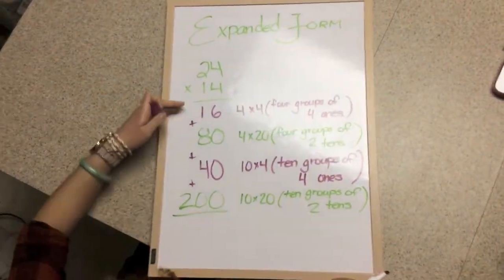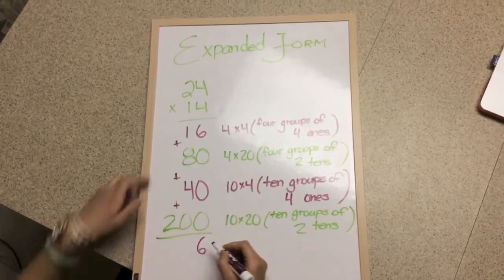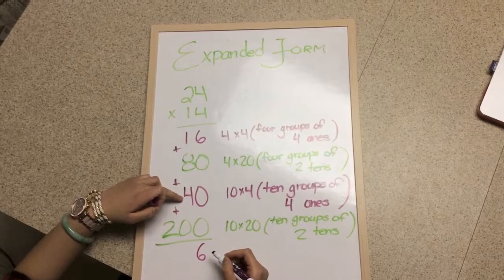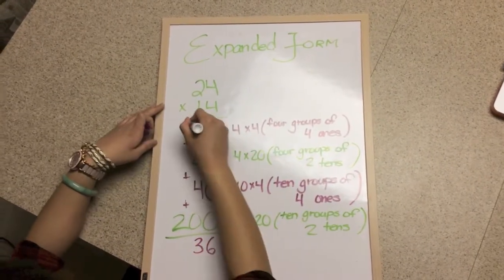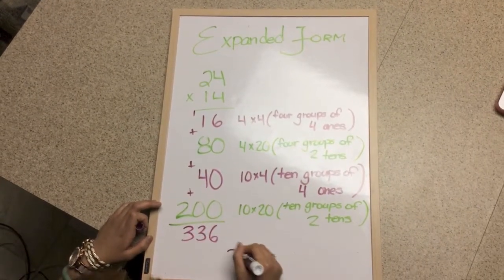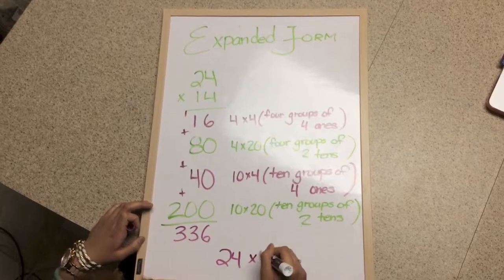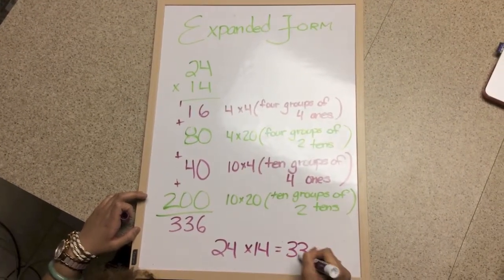And so I'm going to simply add up all my 4 products. So 16, 80 plus 40 is 120 plus 10 is 130. And so 100 plus 200 equals 300. And so 24 multiplied by 14 equals a product of 336.